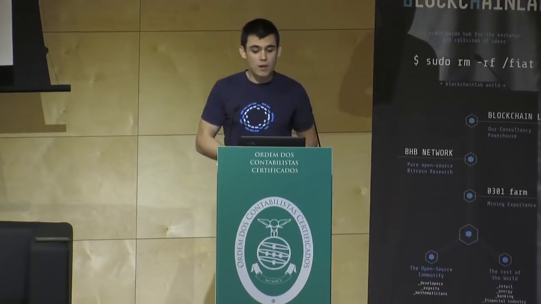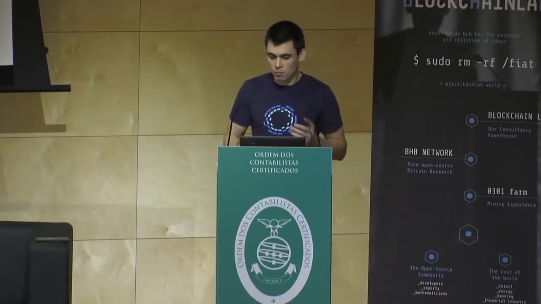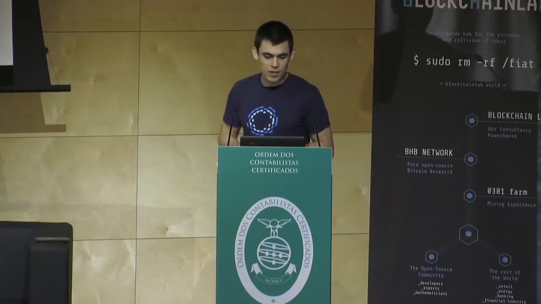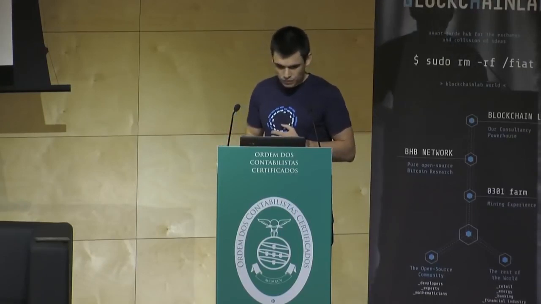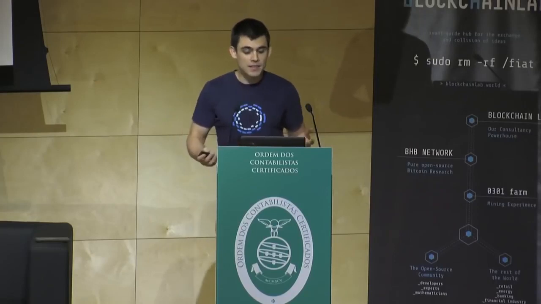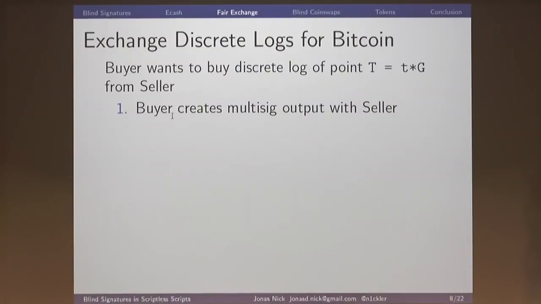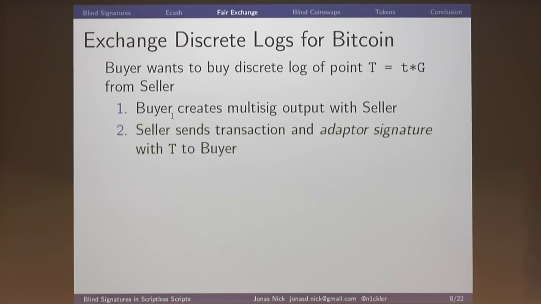So let's say the buyer wants to buy the discrete logarithm of some point T, which is small t multiplied by the generator, from some seller. And this is like the basic scriptless script technique. So what happens is that the buyer first creates a multisig output with the seller. This would be a 2-of-2 multisig. Then the seller sends a transaction which sends the coins from the multisig output to the seller, and an adaptor signature with T to the buyer.